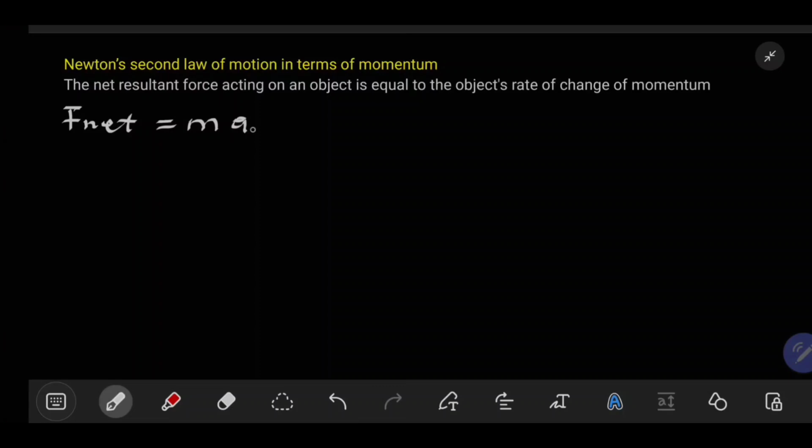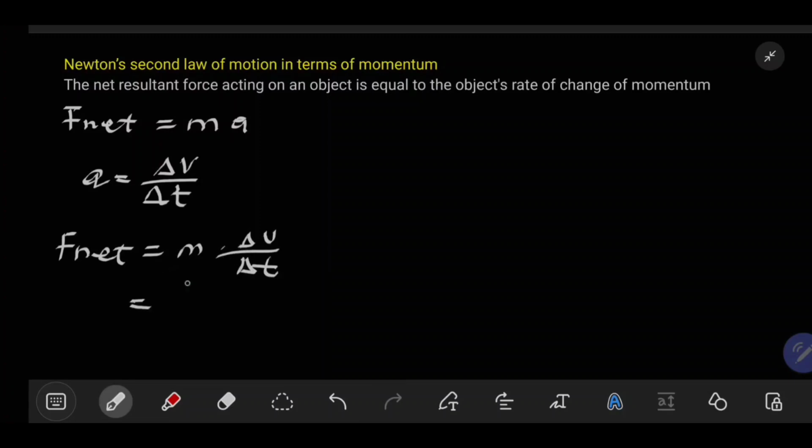So now we have to take this formula and put it in terms of momentum. We know that acceleration is equal to change in velocity over change in time. So if we substitute this acceleration into the formula, we're going to have Fnet is equal to mass multiplied by change in V over change in t. So when we multiply that, we have mass multiplied by change in velocity over change in time.